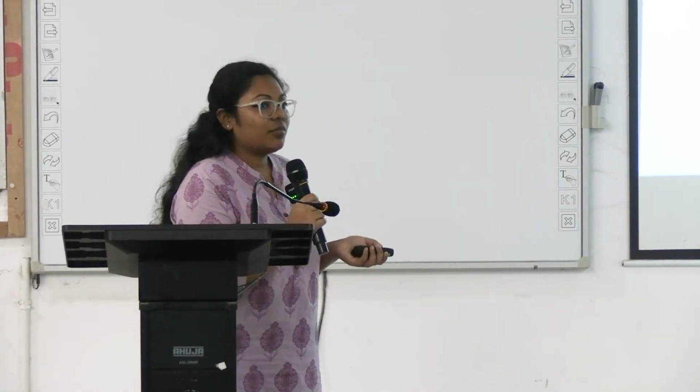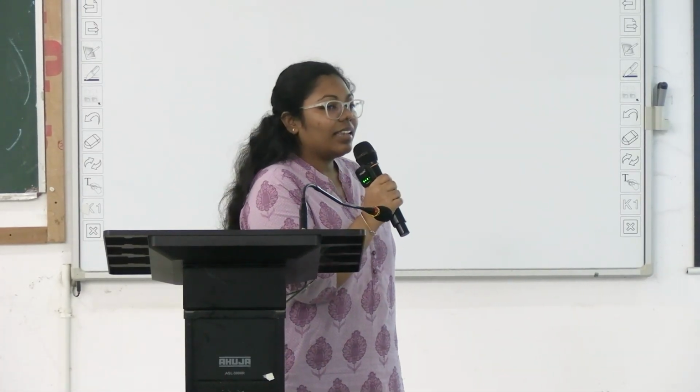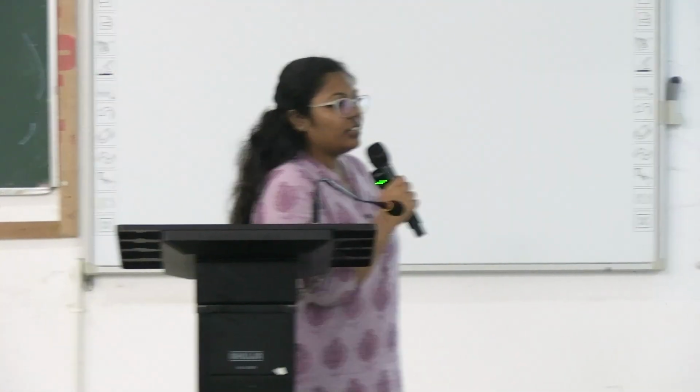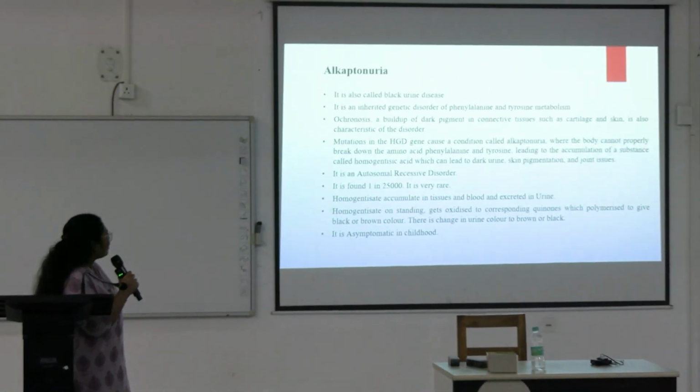So I'll be discussing alkaptonuria. This is an inborn error of metabolism of the amino acids phenylalanine and tyrosine, which is caused by mutation of the HGD gene, present on the long arm of chromosome number 3. This gene codes for the enzyme homogentisate oxidase.